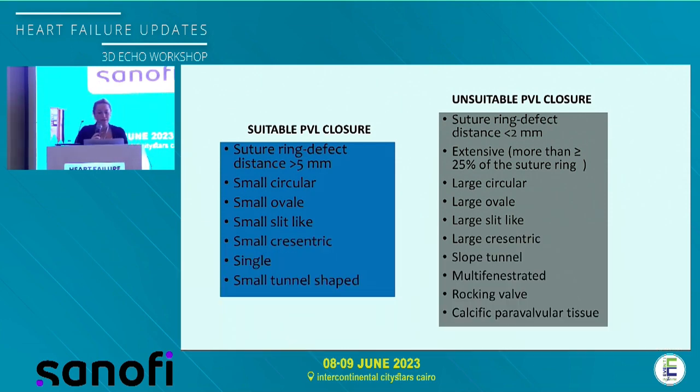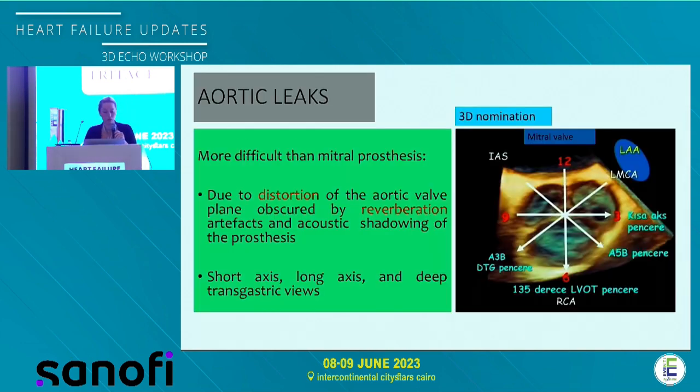I think yes. And if we have a suture ring defect distance less than 2 millimeters, and if we have large defects, and if we have an extensive leak, which means more than 25% of the suture ring, if we have a slope tunnel-shaped defect and a multifenestrated defect, if we have a rocking valve, if we have a dehiscence, and a calcific paravalvular tissue, those are not suitable for percutaneous paravalvular leak closure.